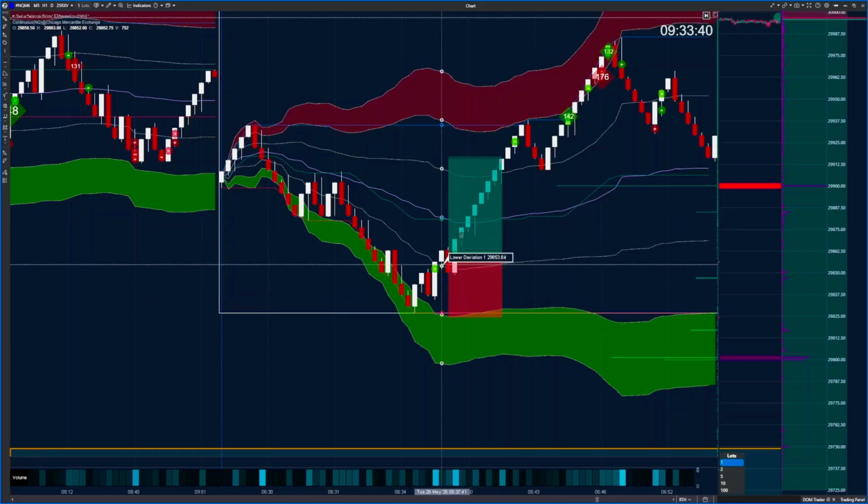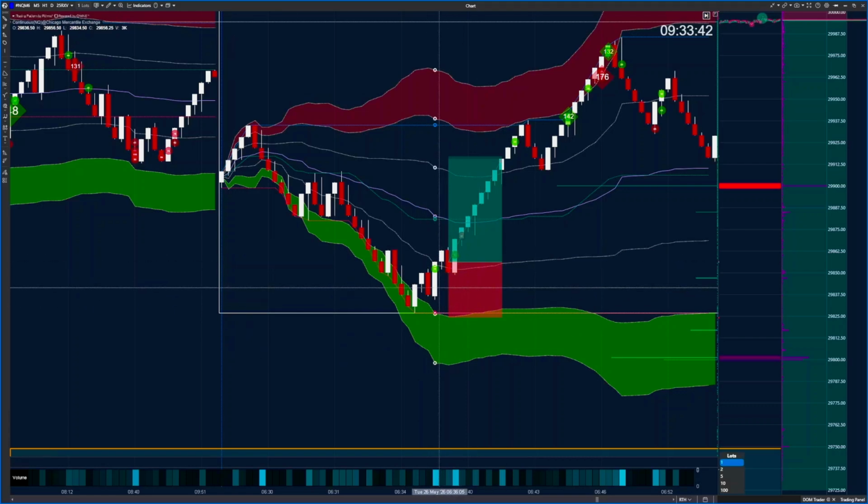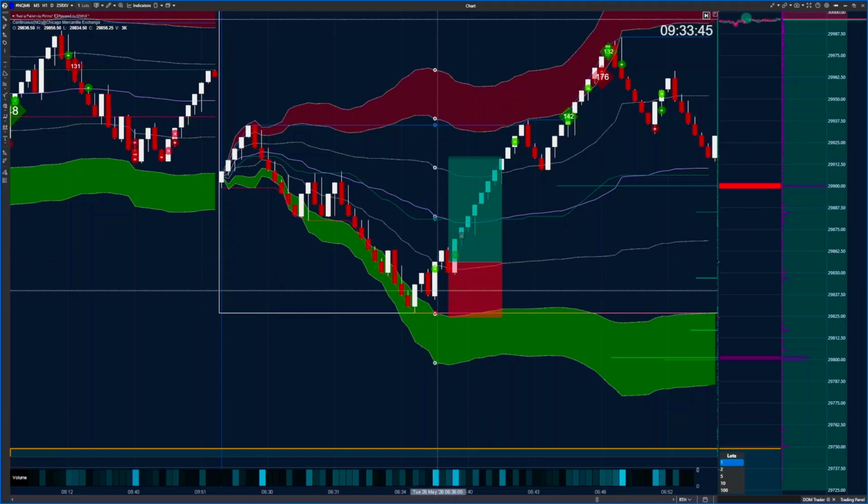Again, this is 25 range charts, and this is the trade that I took on Tuesday, the 26th.